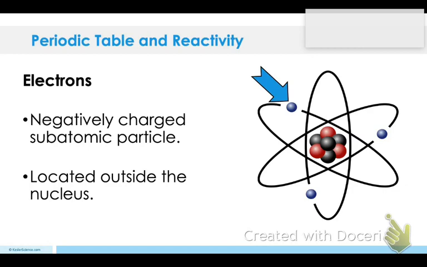So our electrons are our negatively charged subatomic particles. They are located outside the nucleus. So that is our electrons right there. Go ahead and pause here if you're still writing.